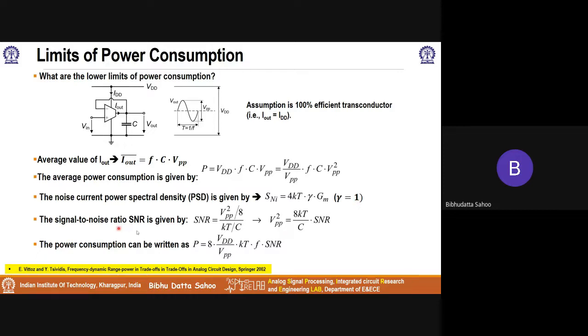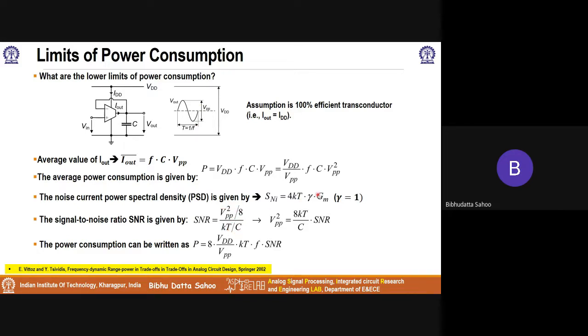The signal to noise ratio SNR is given by the RMS value of the voltage, the power of the signal, which is VPP square by 8, because this is a peak to peak swing. So it is going to be this divided by 2. This is VPP square by 8. Okay. This is the signal power.